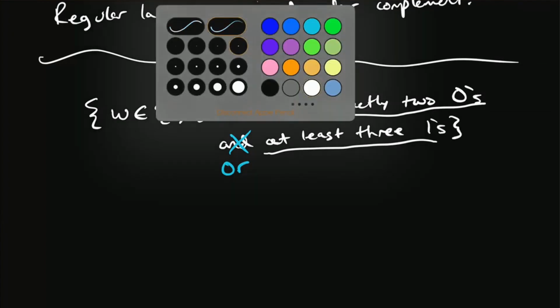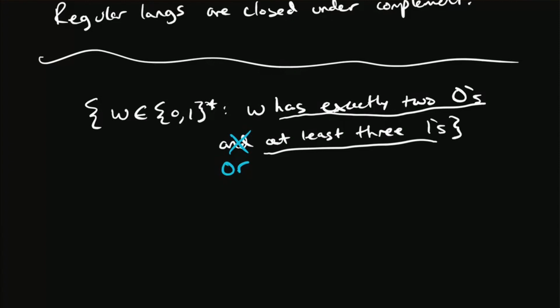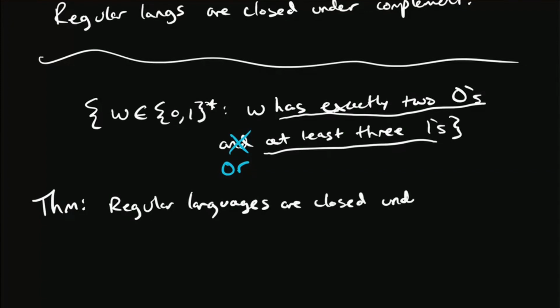So let's actually look at union, because we'll actually get intersection for free out of that. I want to show the following: regular languages are closed under union. Because if we get that, we get this problem for free. Well, maybe not free, but cheap.